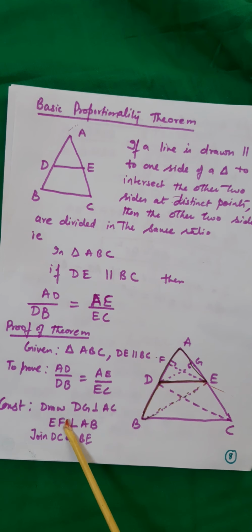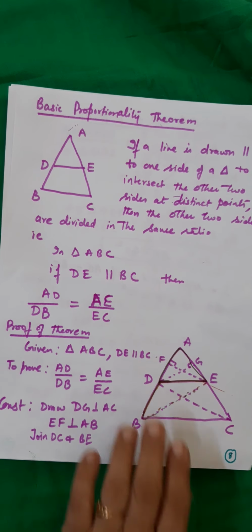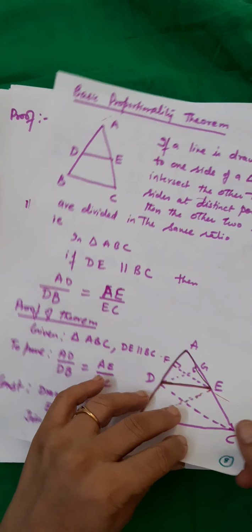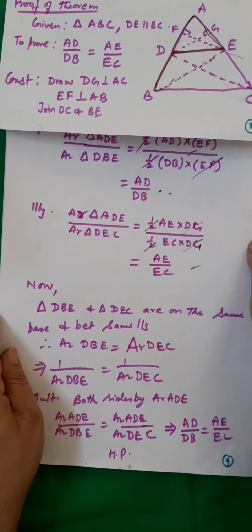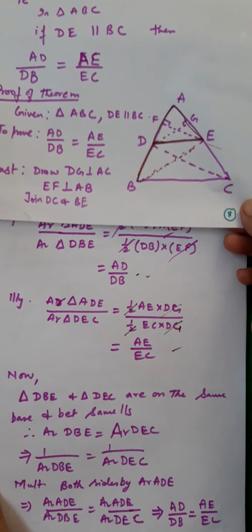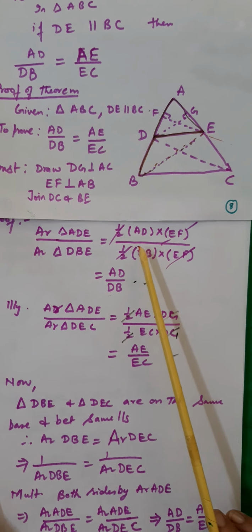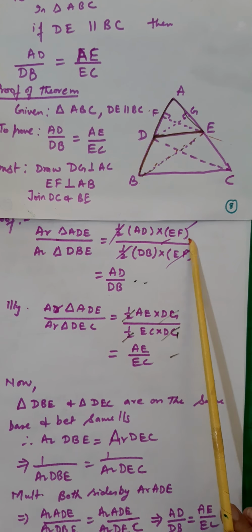For this, we will have to do some construction. That is, we will be making perpendiculars DG and EF on the sides AC and AB respectively. And also, we will join DC and BE. Now we compare the areas. Area of triangle ADE upon area of triangle DBE would be equal to half of AD into EF.